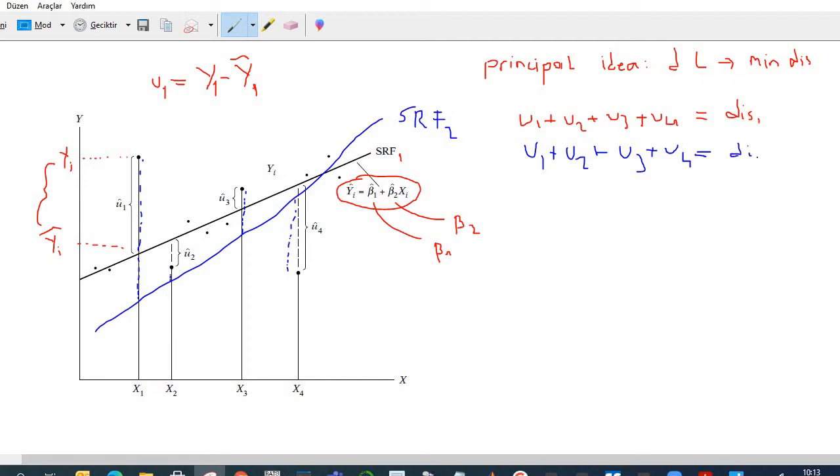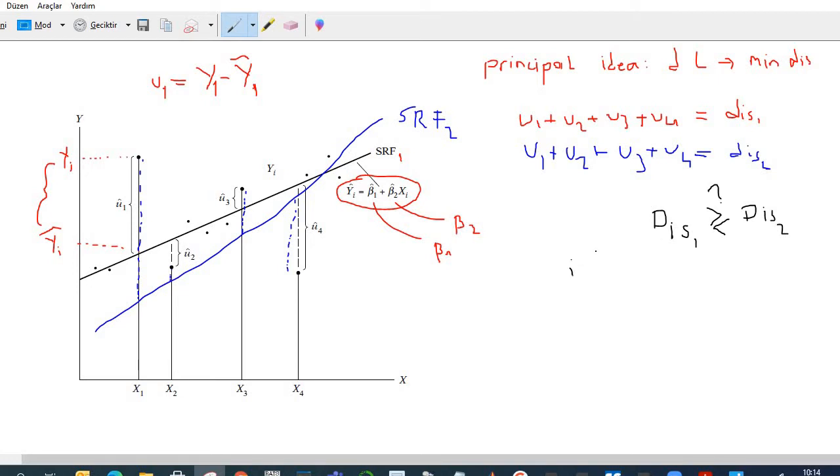Distance 2. So the main principle is, let us draw with black one, distance 1 bigger or smaller than distance 2. This is our main question.